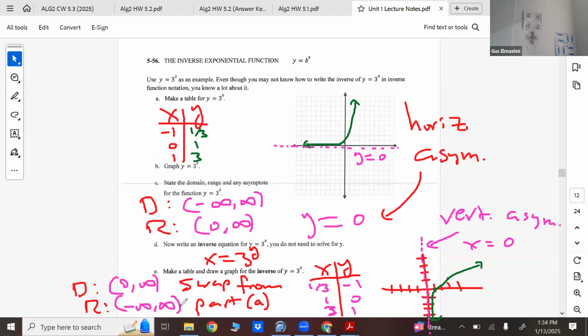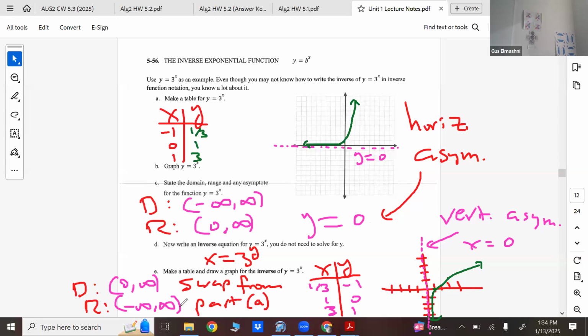Now switch x and y. Don't solve for y, because I haven't taught you how to do that yet. But if you swap the columns and plot those points, you get something that looks like this. This green curve is the inverse. Notice how the green curve stays to the right of the y-axis.